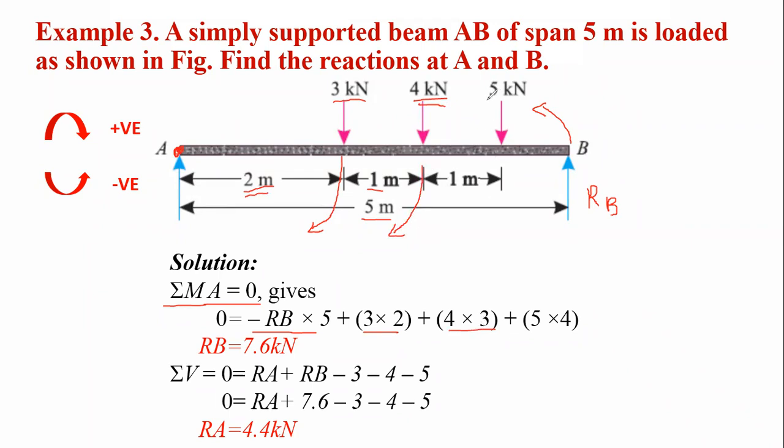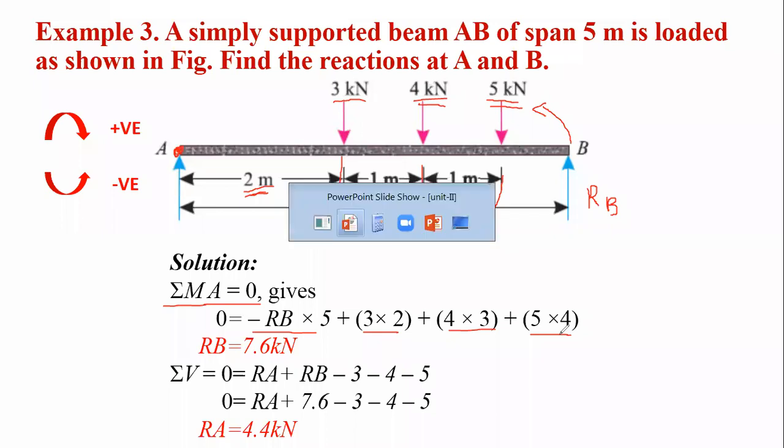And the last force is 5 kilonewton. The perpendicular distance from point A is this 2 plus this 1 plus this 1. It becomes 4. That's why 5 into 4, force into perpendicular distance. And it is also making a clockwise moment about point A. That's why it is taken as positive.